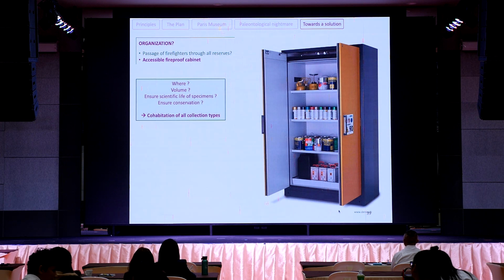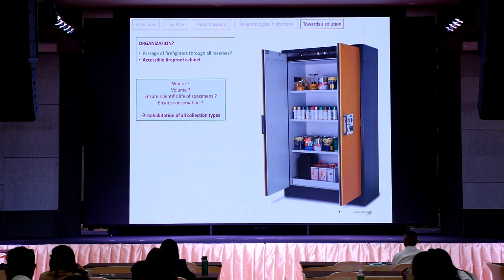Where to put it? Volume, because it means that in this one or two cabinets we have to insert everything from microfossils to reptiles. This is something very important. How to ensure that the scientific life of the specimen can go on? We have to organize things in this cabinet so that they are easily movable when visitors or exhibitions are coming or asking for things. And we have to make sure also that the conservation here can be ensured. So these are not small questions.